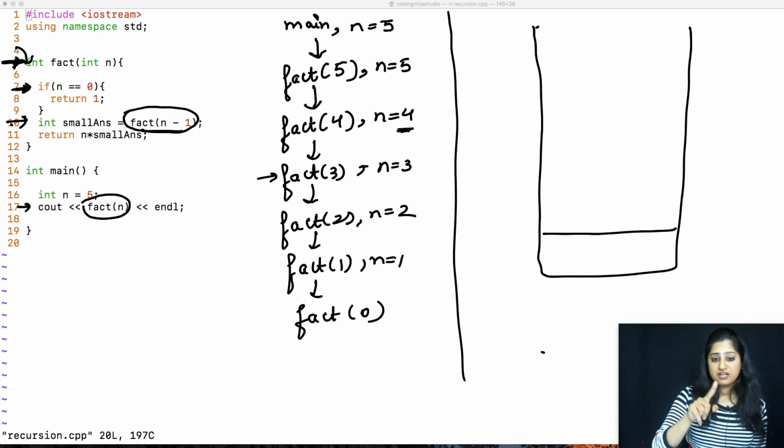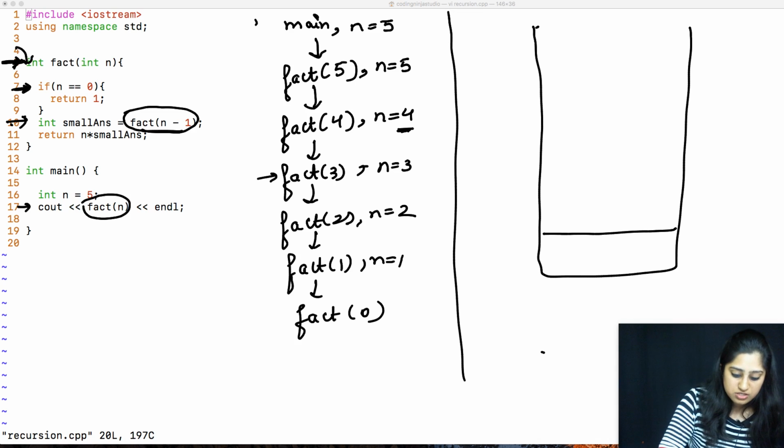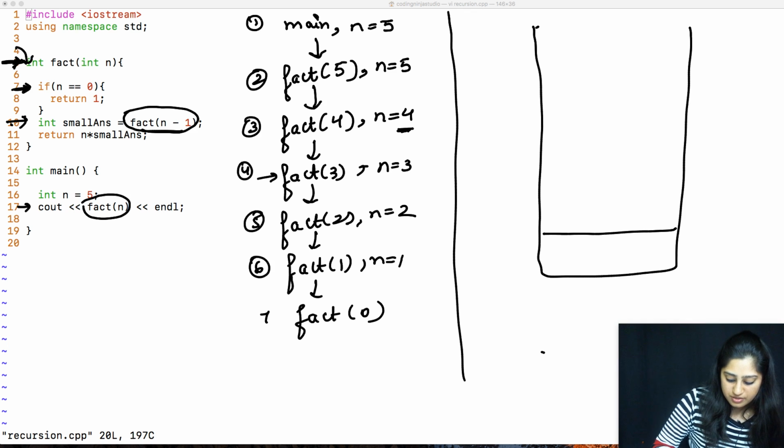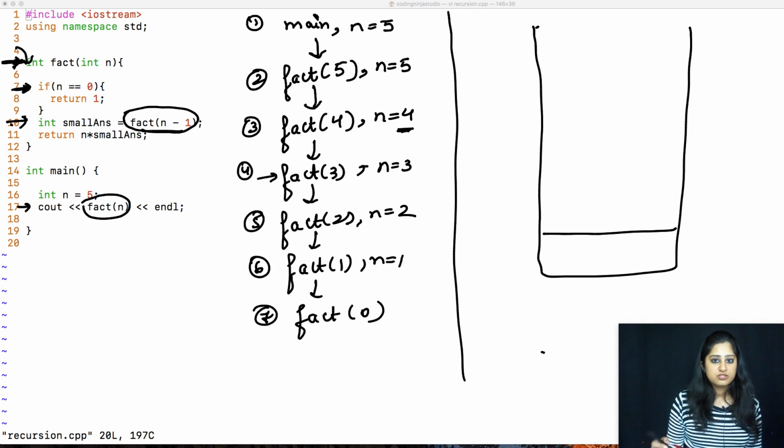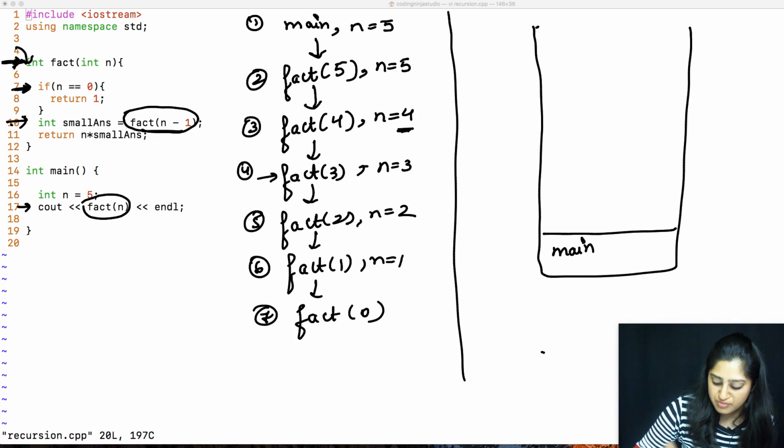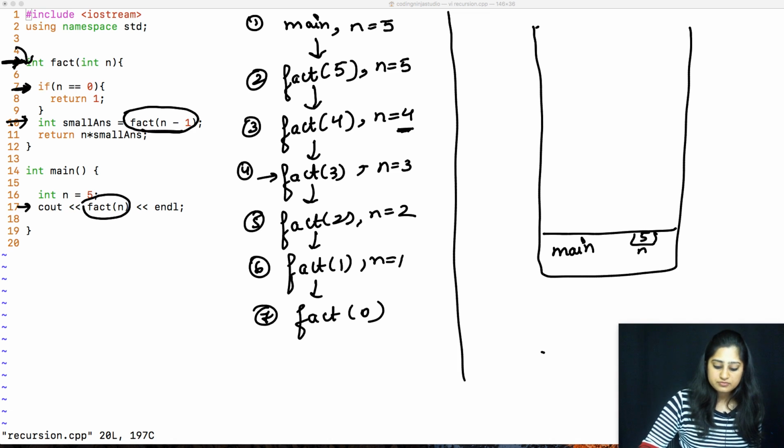So the first function that was called originally, this is 1, this is 2, this is 3, this is 4, this is 5, 6 and 7. Just the order of calls that happened. So the first function that was called was main. So I have a main here. Main has its n whose value is 5. Next, main called factorial of 5.